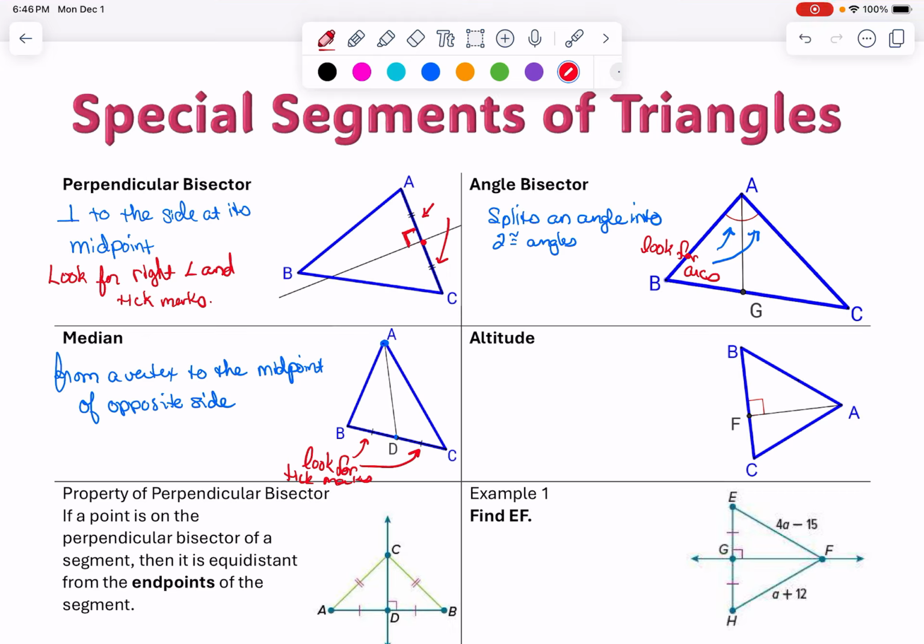And our fourth special segment in triangles is called an altitude. And the altitude goes from the vertex perpendicular to the opposite side. So once again, we're looking for a right angle.